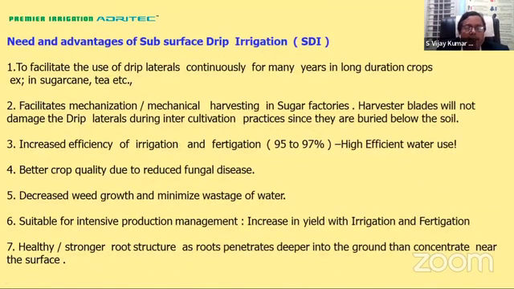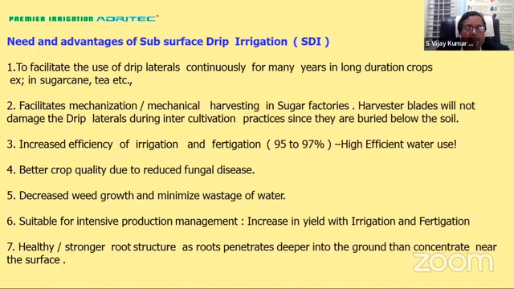What is the need and advantages? Again, if we look at it, mainly we want to use the drip lateral for a long number of years, for example perennial crops or crops in which ratoons are there. So in sugarcane and tea and many other crops, even certain places like maize, people have gone ahead for subsurface drip irrigation. And as I told you in the initial stage, it facilitates mechanized harvesting so that the drip laterals don't get damaged, because in the cultivation practices, the laterals could get damaged.